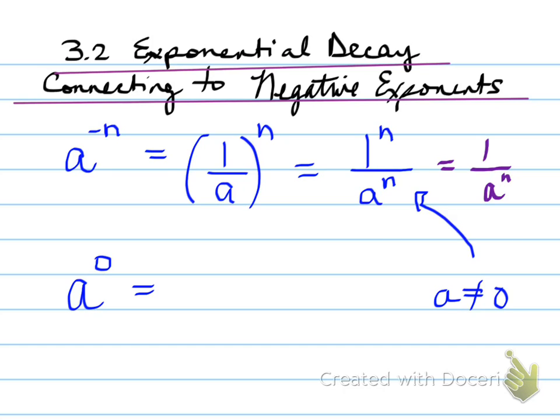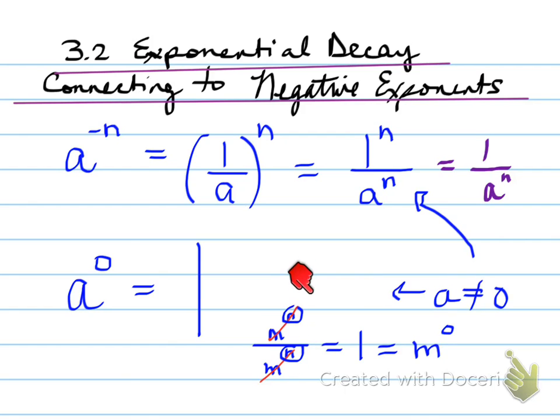A to the power 0 is equal to 1. The reason why is, think about it. If I have a number with a power, divided by itself, that is equal to 1 when you cancel. Also, a power divided by itself is also equal to the base to the power of 0. So that means that these two are actually equal.